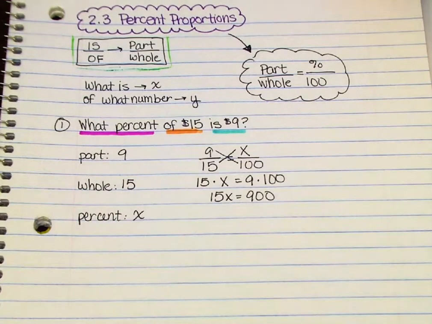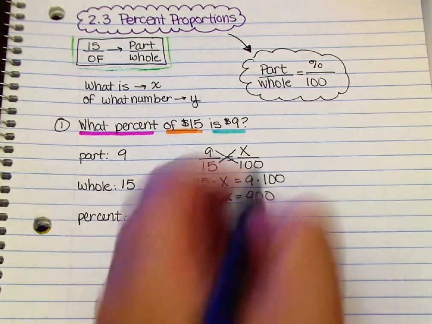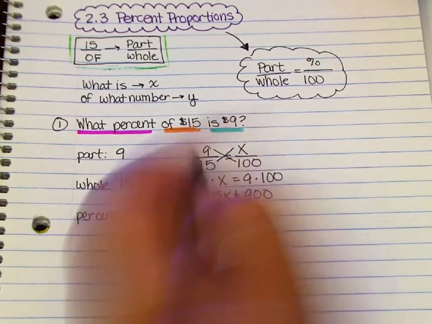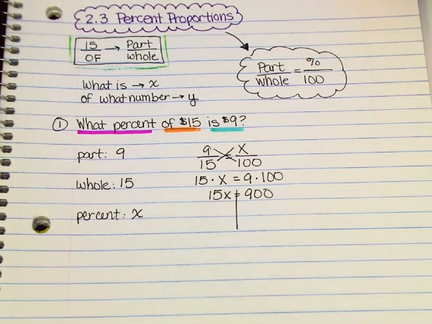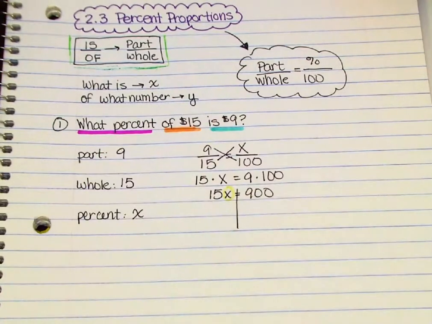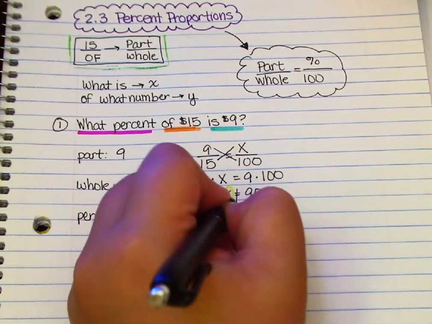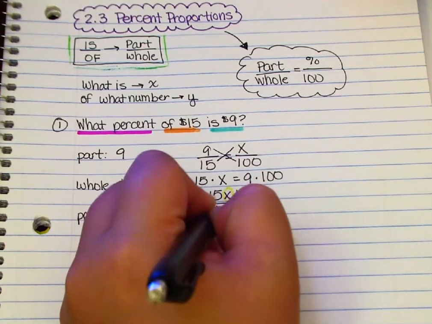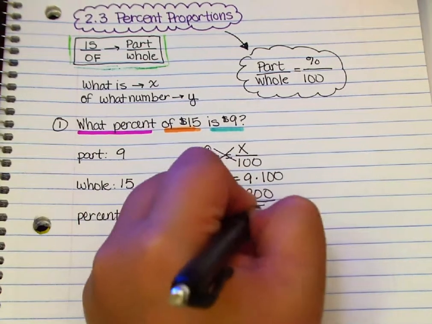Now, we are back to some one-step equations. Remember, this was 15 times x. We want to get x by itself. So our goal here, we want this all by itself. In order to do that, we have to undo what's been done to it. So that 15 was multiplied by it. To undo it, we need to divide. So we're going to divide by 15 on both sides.